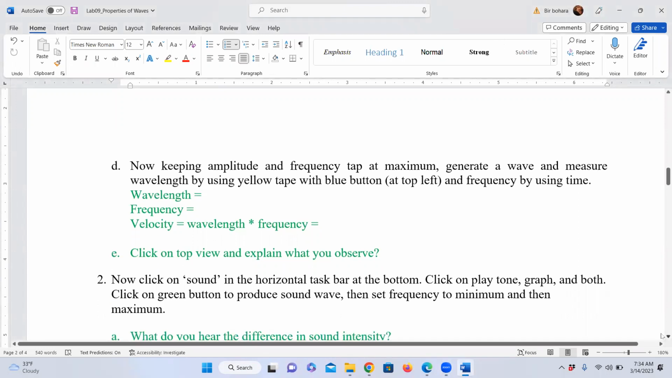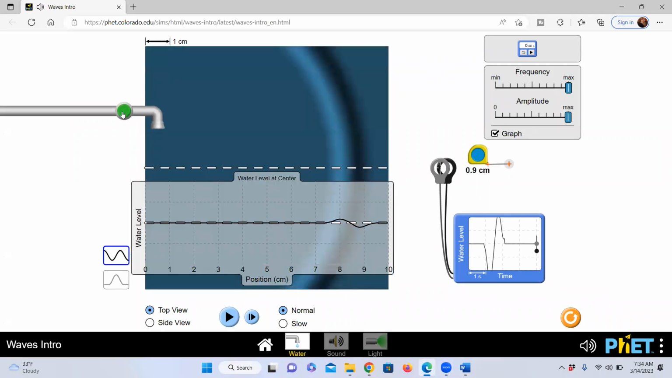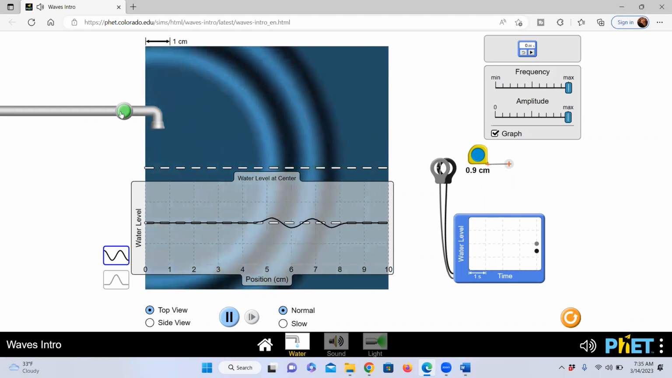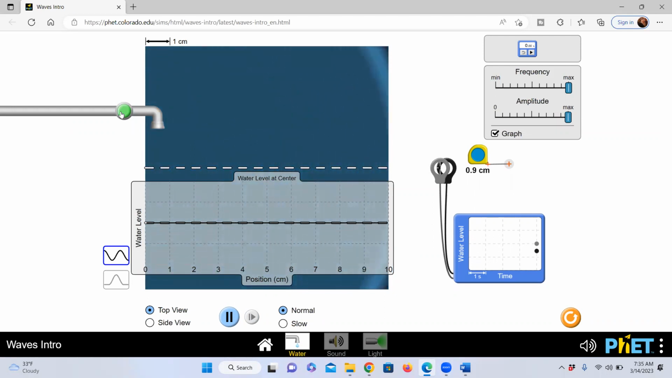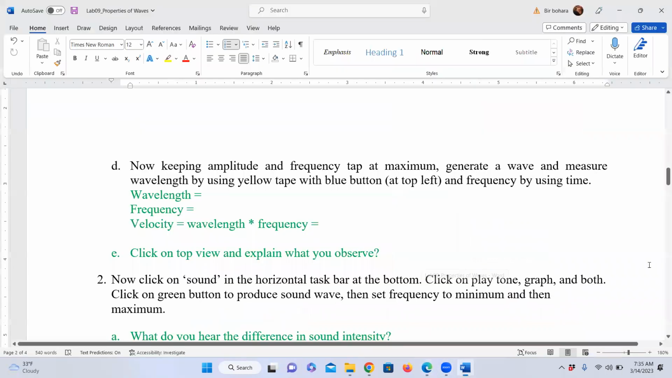Now go down, click on top view and explain what you observe. This is just for observation purposes. Click on top view. Top view is right here, just to see what is happening. When you are looking at a water wave from the top, you will observe something like this, right? You can't see something like this from the top. This is a side view. Side view is a very beautiful view when you are observing water waves. These are making some kind of ranges, right? Hills. Okay, so the first part is almost done, I think.